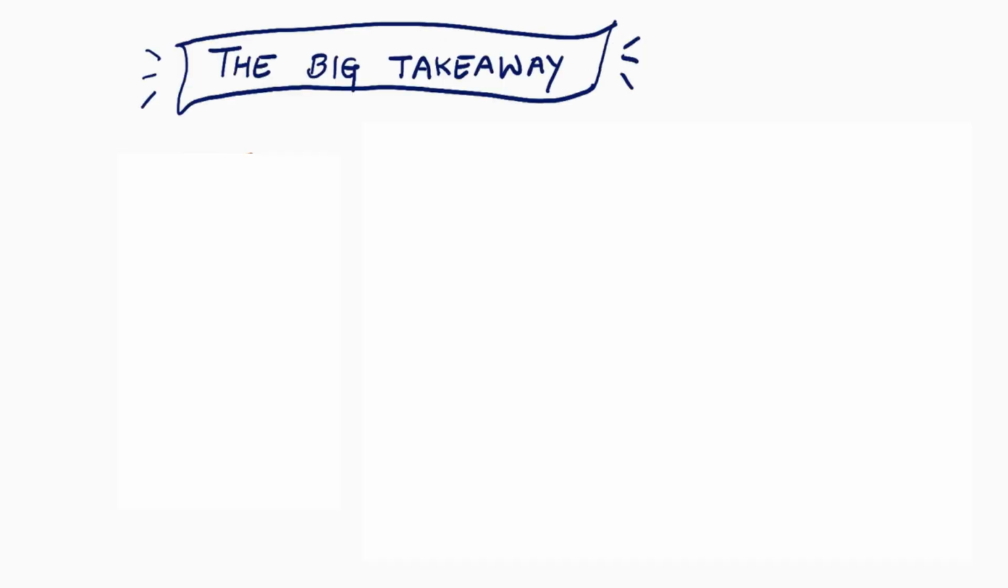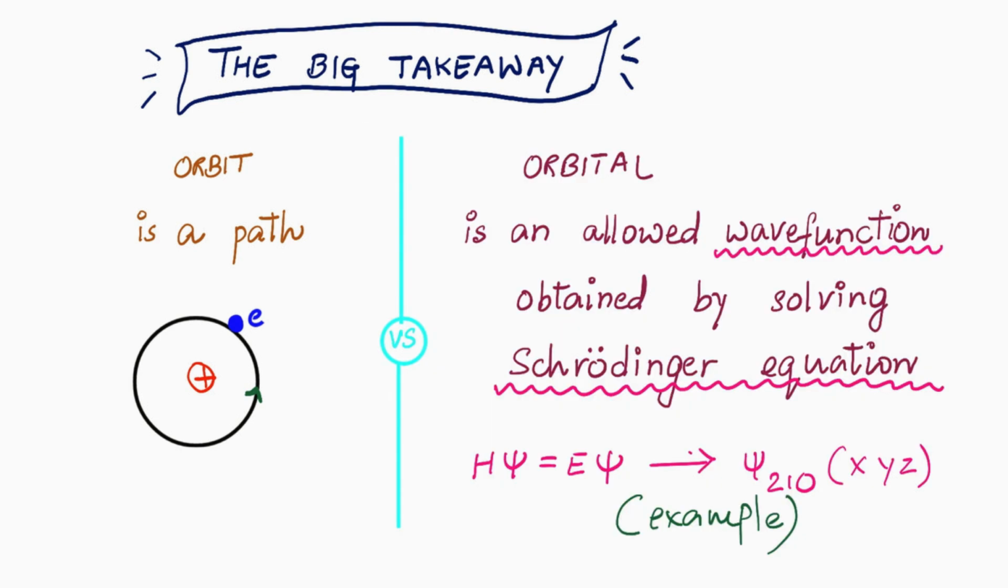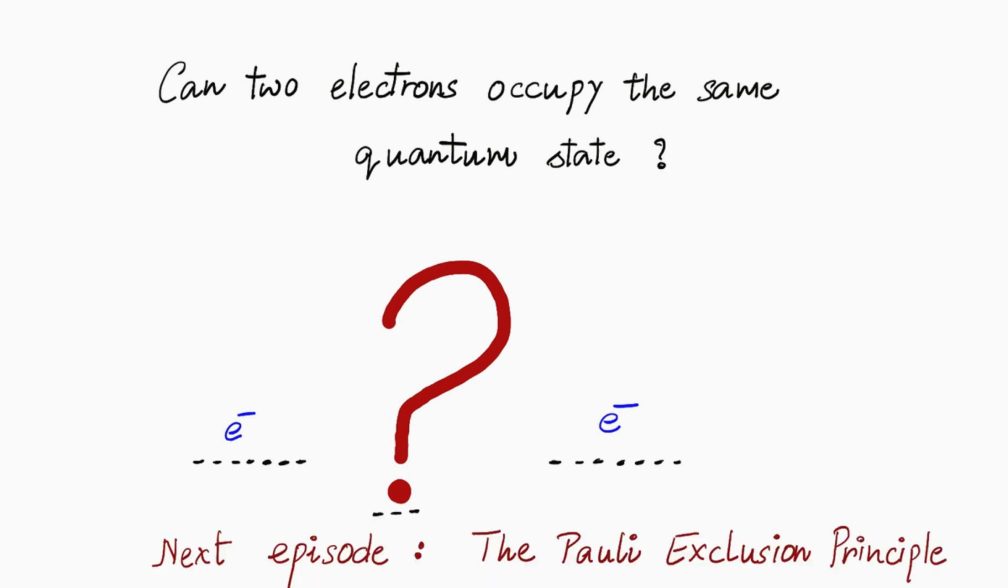So remember the biggest takeaway from today's discussion. An orbit is a path. An orbital is an allowed wave function obtained by solving the Schrödinger equation. But one question still remains. If every electron is identified by its own quantum state, can two electrons occupy exactly the same one? We will answer that in the next episode.